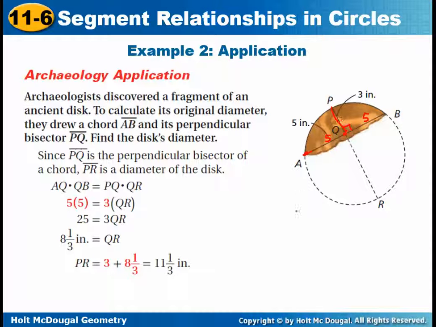But remember that the theorem is that piece times piece, let's call this x, is equal to piece times piece. So 25 is equal to 3x, or as they wrote QR, divide by 3, and you get 8 1/3, or 8.33333. So then we can find the length all the way from P to R by taking 3 plus 8 1/3 and get 11 1/3. And that is the diameter because we found that this was perpendicular here, which means then it's the diameter.